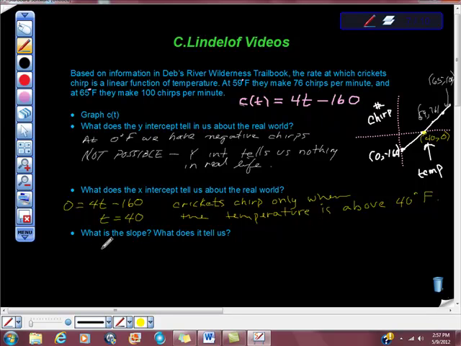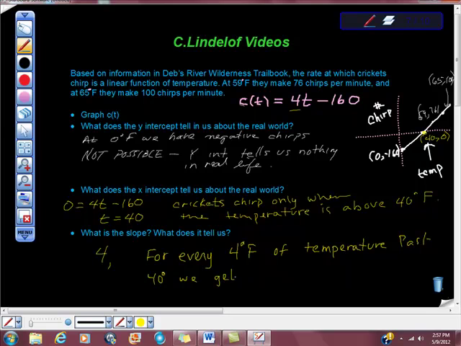So what's the slope? The slope is 4, right? And what does that tell us, this 4? It tells us that for every 4 degrees Fahrenheit of temperature past 40 degrees, we get 4 chirps. So it is a way, I guess, of telling how warm it is. I just don't think that would be the best thermometer to use in the world.